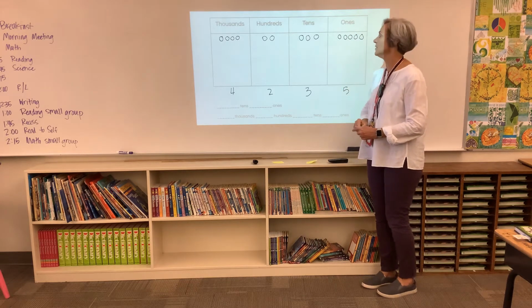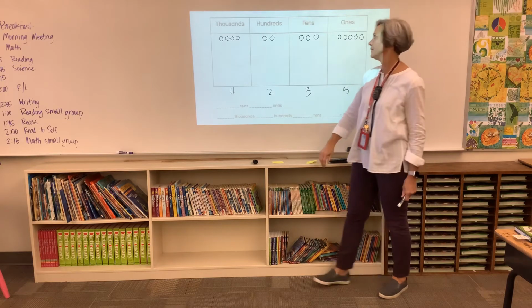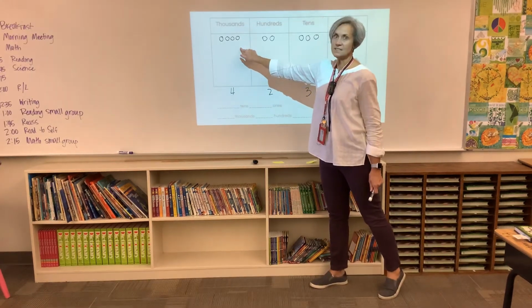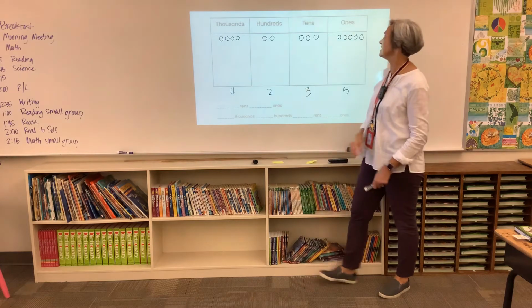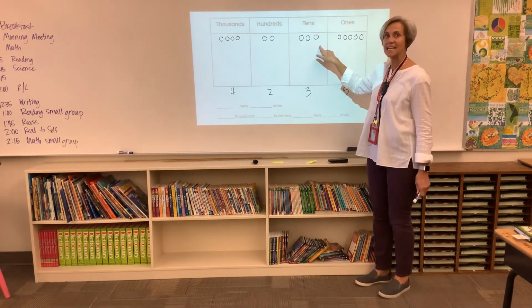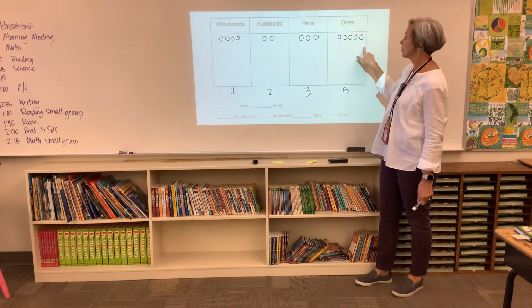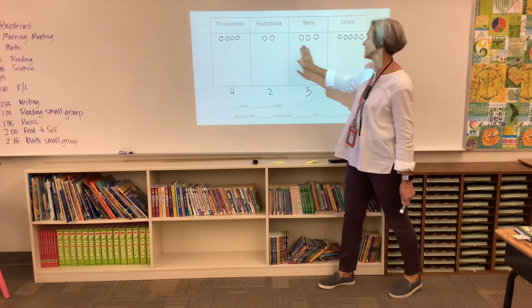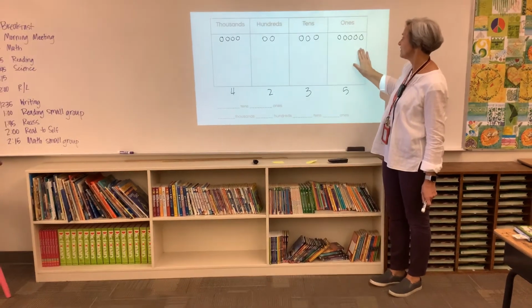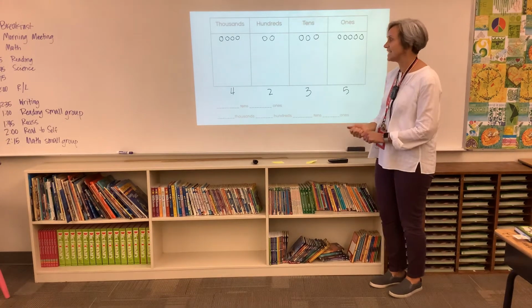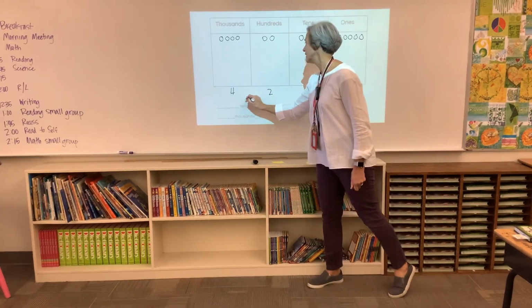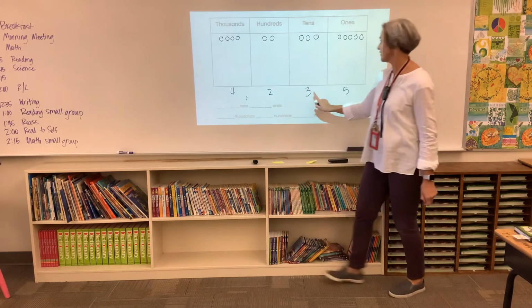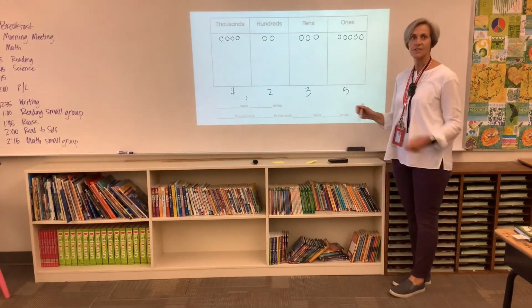Alrighty, here we go. Unit form: 4 thousands, 2 hundreds, 3 tens, 5 ones. Unit form one more time: 4 thousands, 2 hundreds, 3 tens, 5 ones. If we're going to say that in standard form, 4,235.